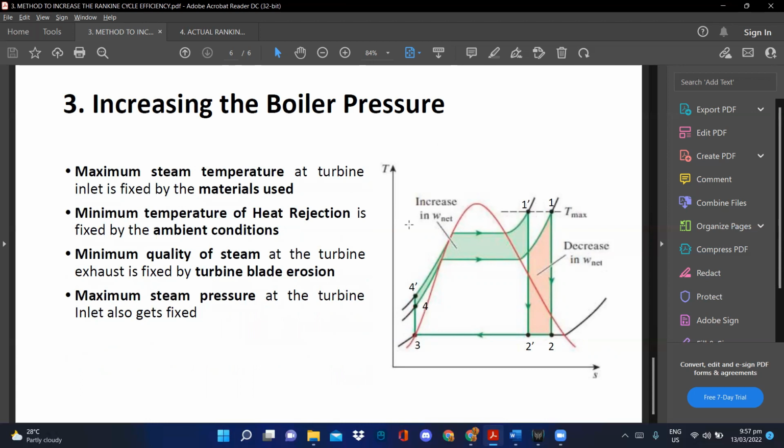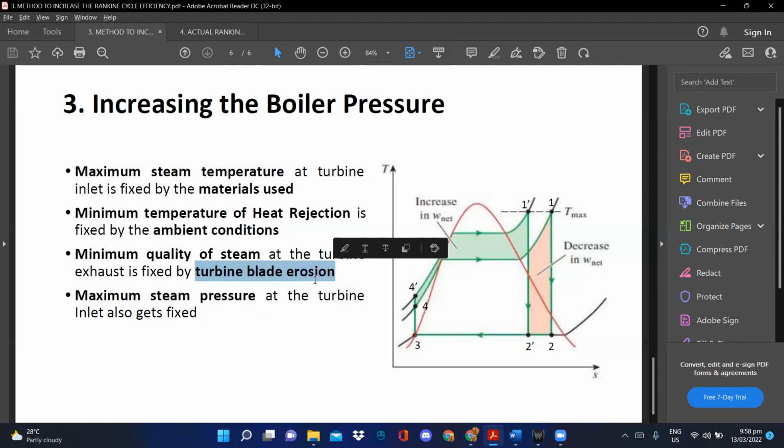The maximum steam temperature at turbine inlet is fixed by the materials used. The minimum temperature of heat rejection is fixed by the ambient condition, which is your temperature of the surroundings. The minimum quality of steam at the turbine exhaust is fixed by turbine blade erosion. So even the slightest moisture that passes through the turbine blade, from time to time, as time goes by, it will cause erosion.